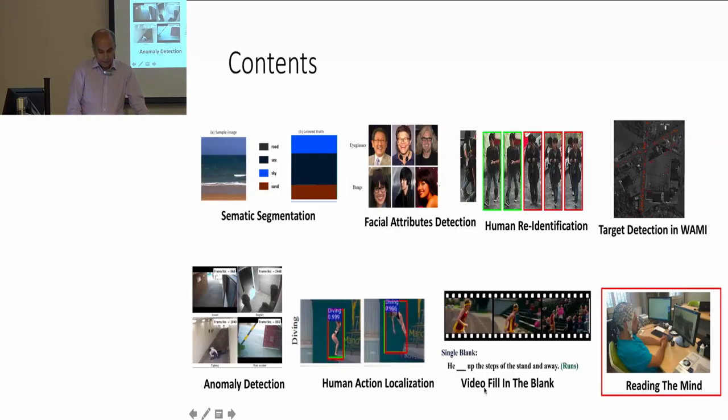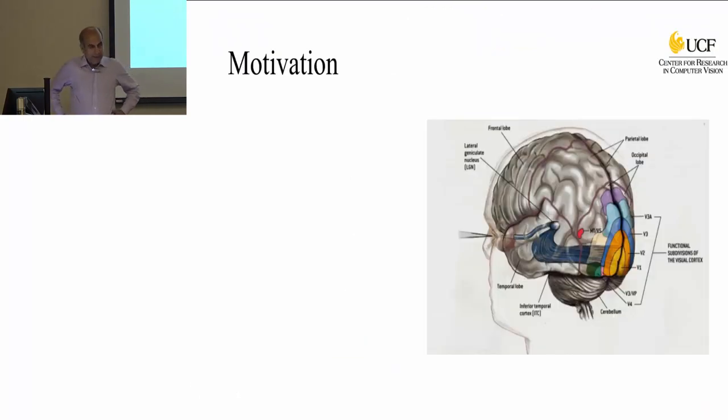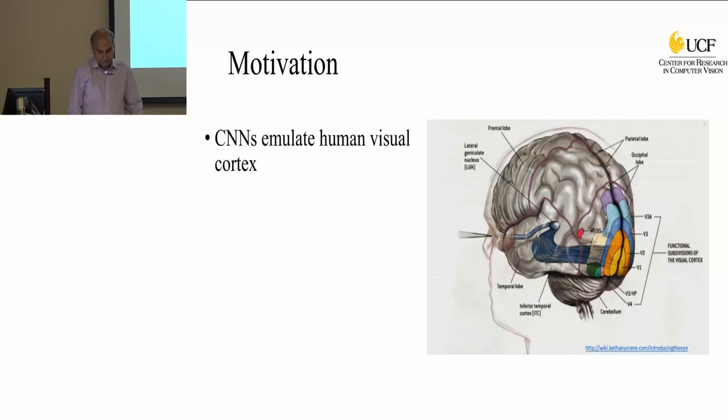So let's now look at the last piece, which is how we can read the mind. This is work we are doing in collaboration with a group in Sicily, Italy, University of Catania. We have two papers, one in CVPR, one in ICCV. The idea is that since neural networks are inspired by the human brain and neurons, we want to look at how convolutional neural networks emulate the human visual cortex, but what are they missing?